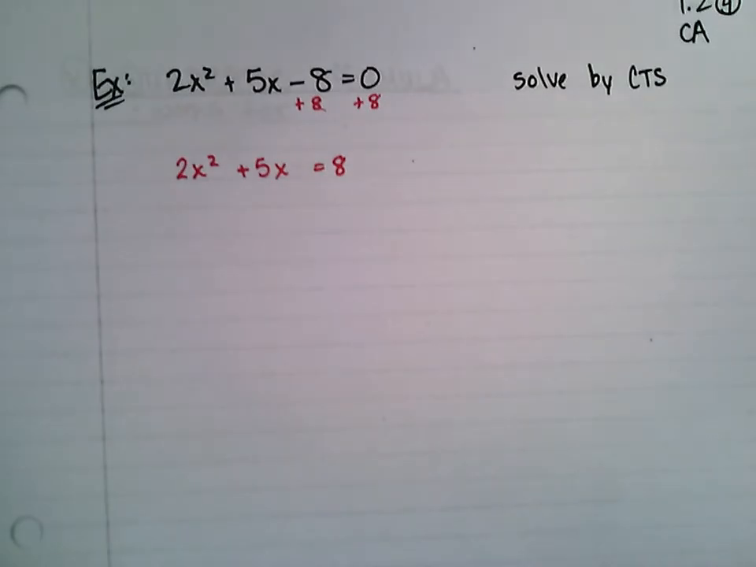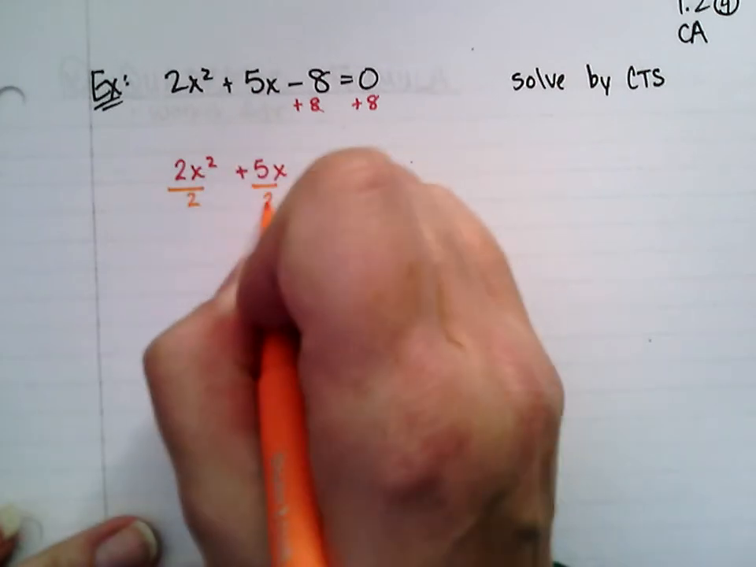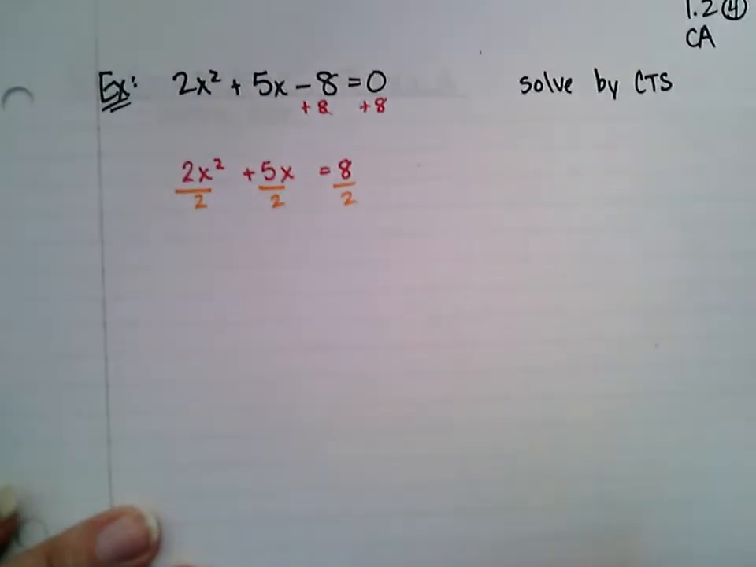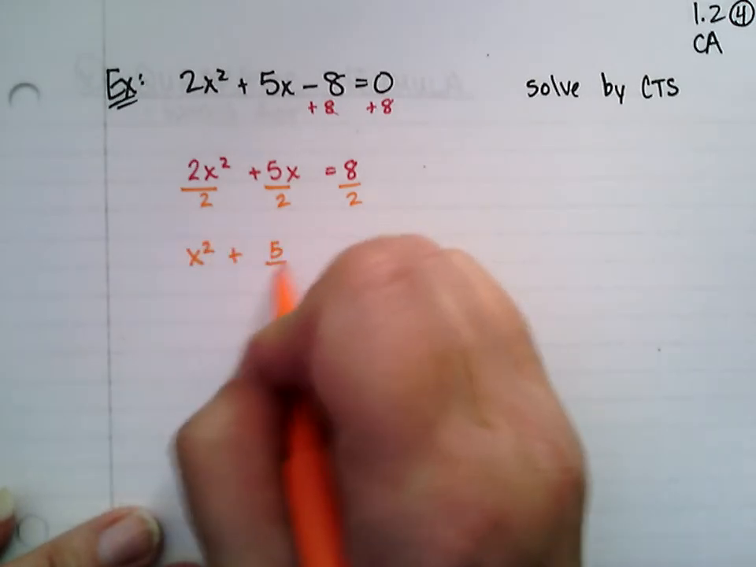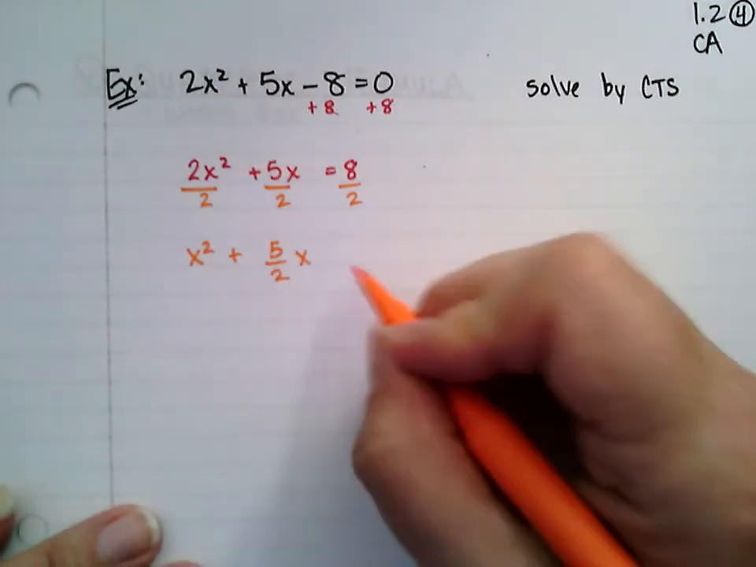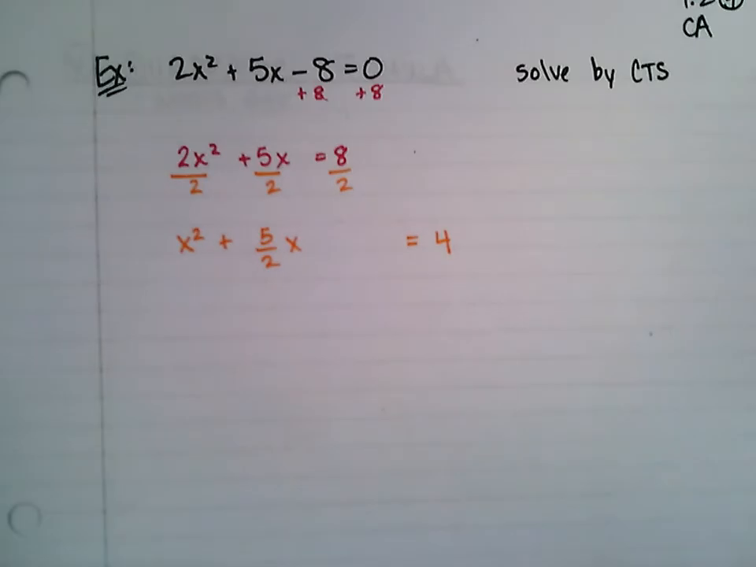Second step, divide each term by the coefficient of x squared. So divide by 2, divide by 2, divide by 2. So we get x squared plus 5 halves x, remember to leave yourself a space now, equals 4. Now this one is slightly yuckier because it has a fraction.